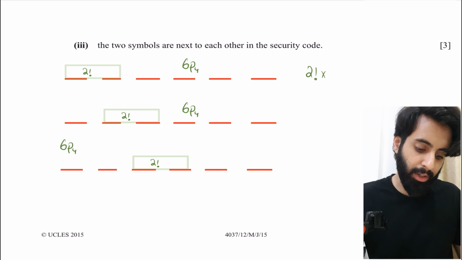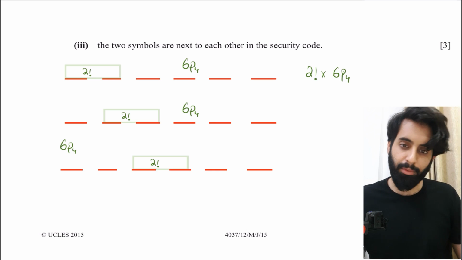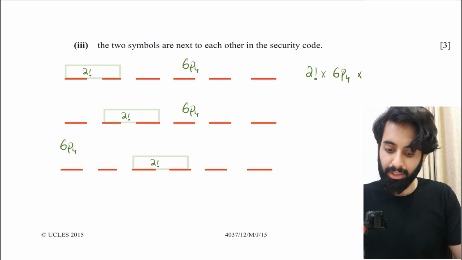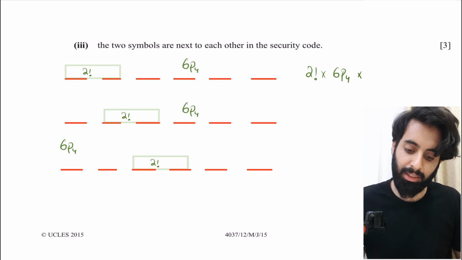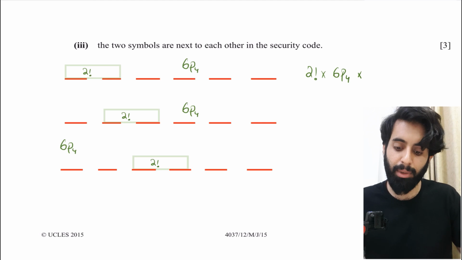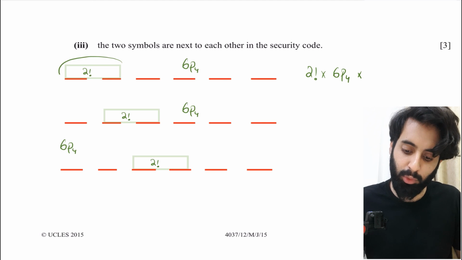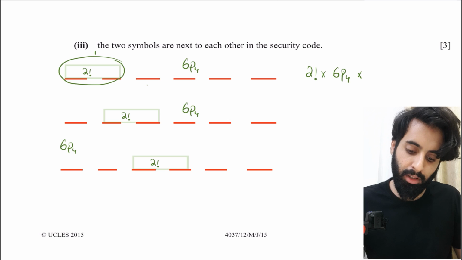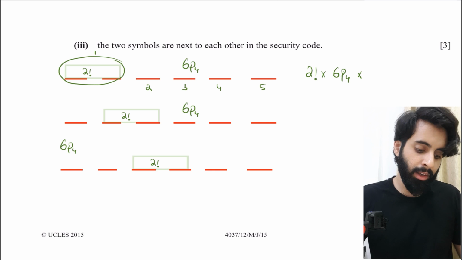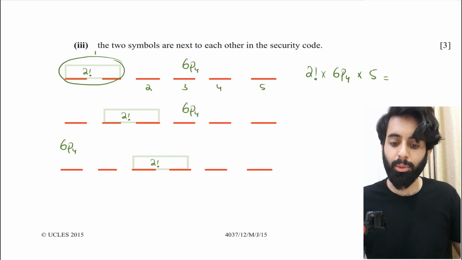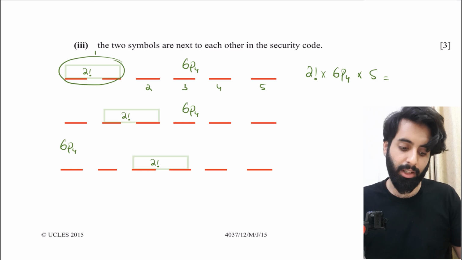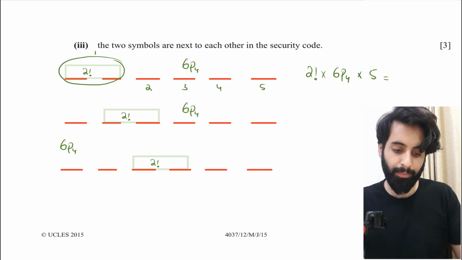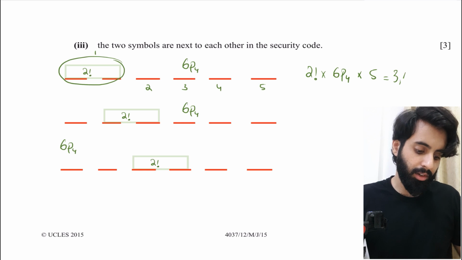So here's what I should have done at the very beginning. 2 factorial times 6P4 times the number of ways this can be arranged. Okay, so how do we figure that out? Let's see how many independent blocks we have. How many independent spaces do we have? So here's 1 unit. Okay, so 1, 2, 3, 4, 5. So that means 2 factorial times 6P4 times 5. So that will give you the total number of arrangements such that the 2 symbols are next to each other. So 2 times 6P4 times 5, and that is equal to 3600.